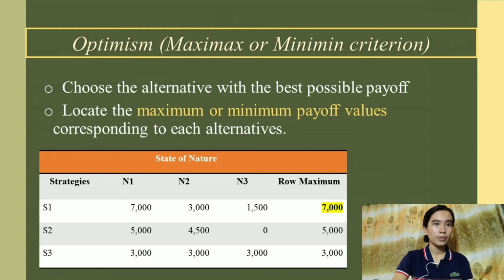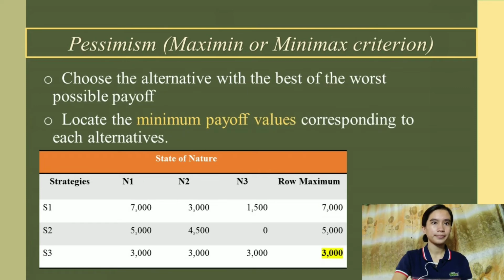So here we have the strategies 1, 2, 3 with the states of nature 1, 2, 3 and the row maximum, which in case of strategy 1, the maximum is 7,000, then 5,000 and 3,000, in which we will choose the maximum, which is strategy 1. So when we use optimism, we will choose strategy 1.